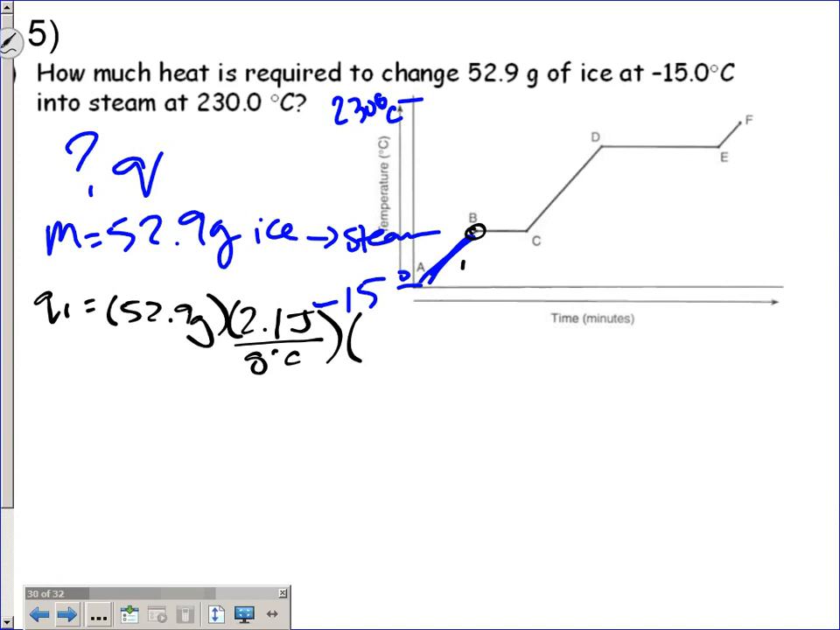So 0 is where ice starts to melt, right? Negative 15, so what's final minus initial? Just 15 degrees C, and then someone will calculate that for me. Somebody at this table, Alvin's group. Q2, that's going to be this right here.